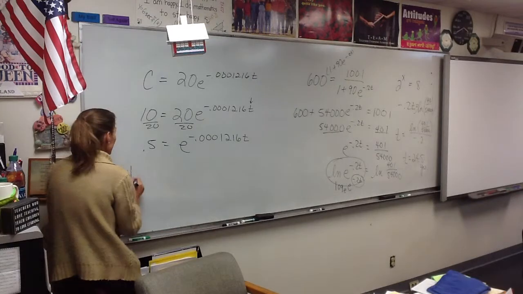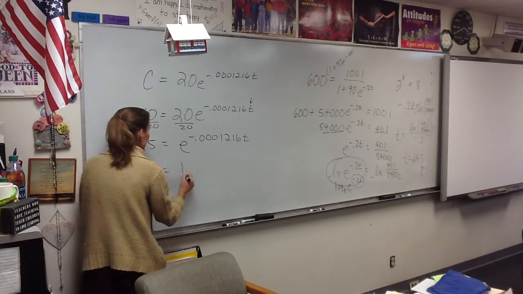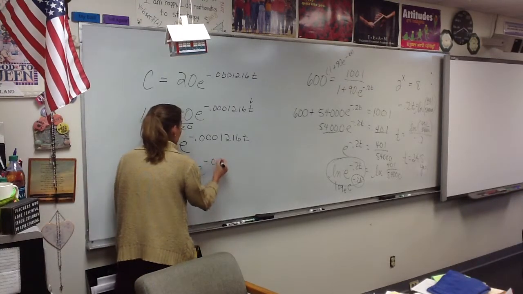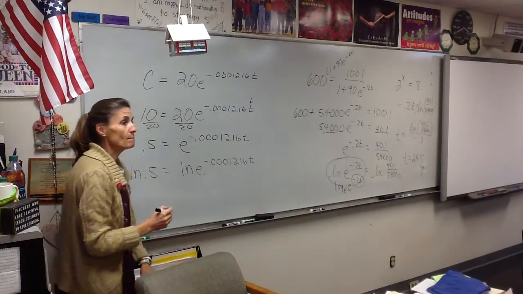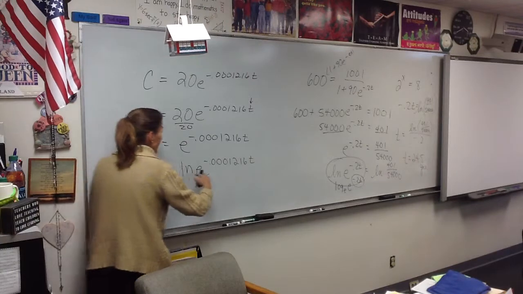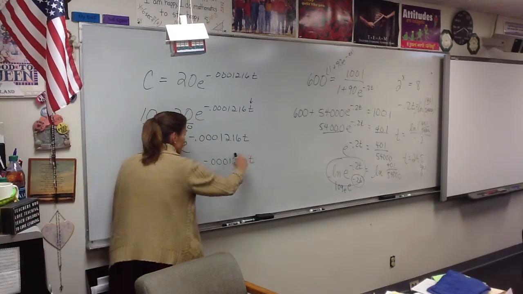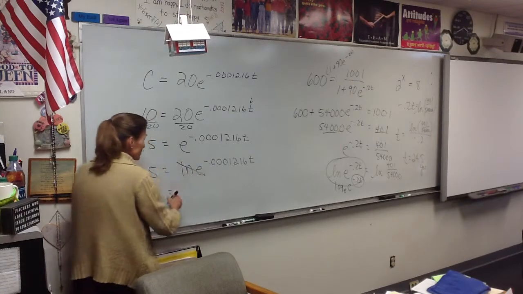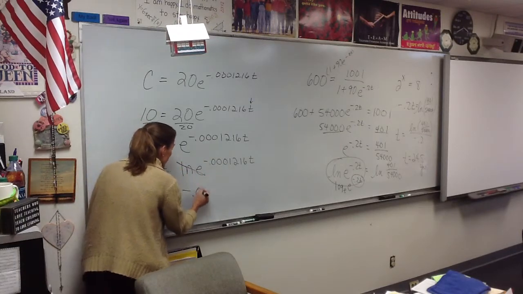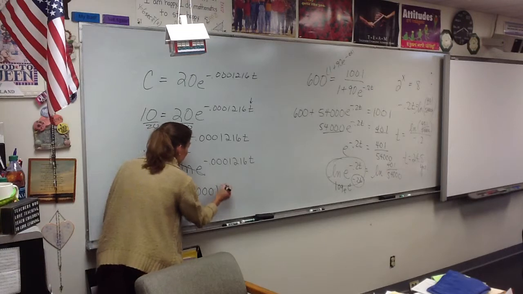Now, I'll take the natural logarithm of both sides. I'll ln both sides. And what absolutely magnificent thing happens over here? This cancels, and that just equals negative 0.0, the exponent.